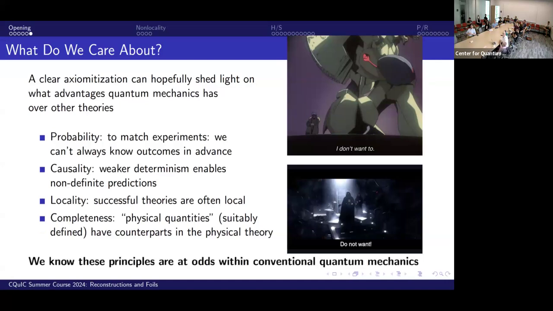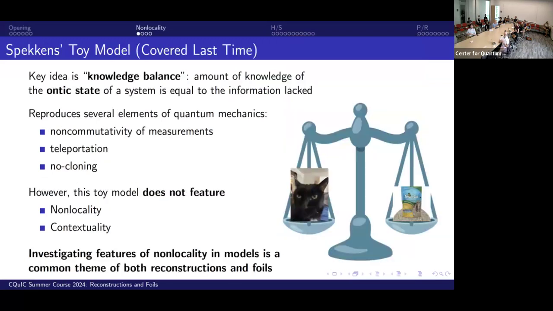But as we all know, when we talk about conventional quantum mechanics, there are tensions between these things. It's not so straightforward, for certain more concrete definitions of these things, for them to actually all hold within quantum mechanics. Now, just as an example of maybe a foil model, I'd like to remind us all of Spekkens' toy model that we covered last week.